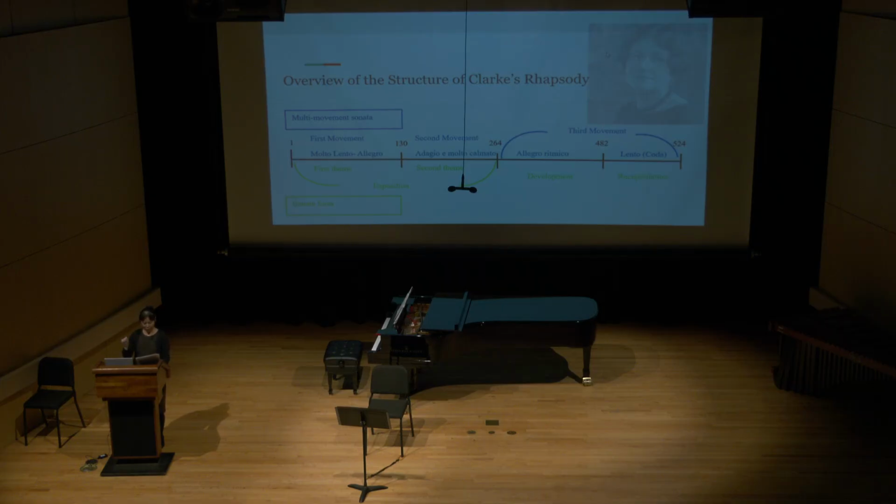The upper one, the blue one, is a three-movement sonata played continuously without stop. The first movement is molto lento to allegro. The second movement is adagio e molto calmato. The third movement is allegro ritmico with a coda in lento. And the other interpretation, the green one, is a sonata form. If we consider the first movement as the first theme in the exposition, the adagio movement as the second theme, and the third movement as a development, and the coda, which reiterates some themes of both the first and second movements, can be viewed as the recapitulation in sonata form.